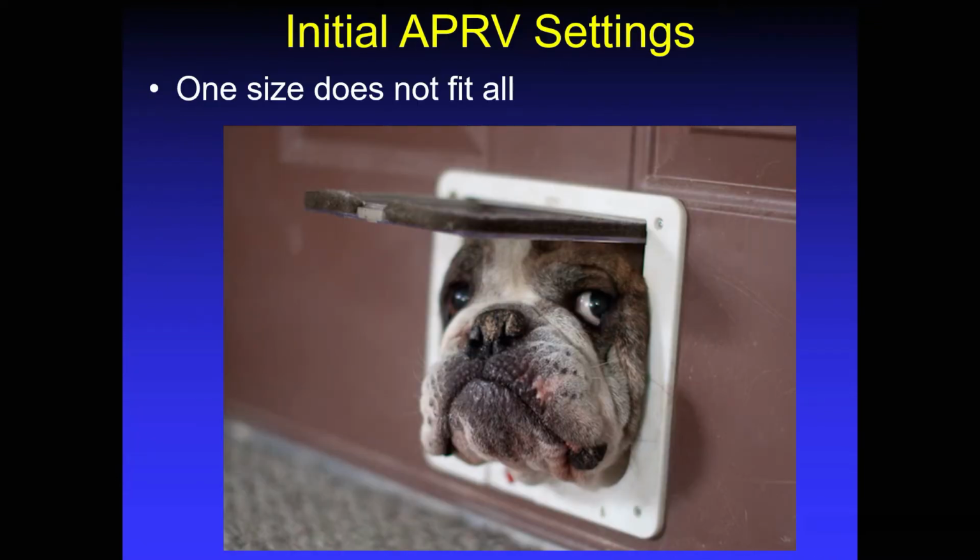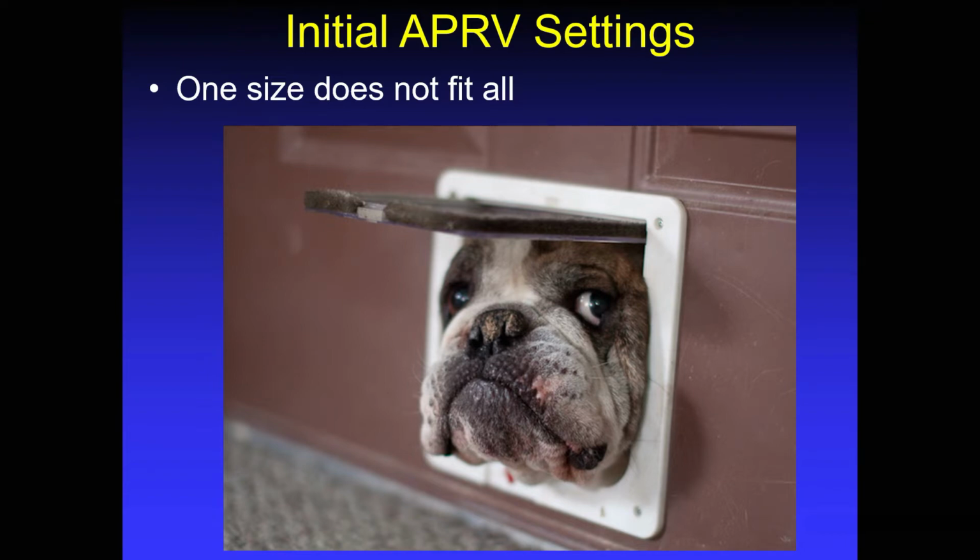Potentially the most important point to be made regarding initial APRV parameters is I believe that one size does not fit all. And we've got an English bulldog named Charlie, and you can see here this bulldog is not doing well trying to come through this small door. The same type of result will occur if you try to take certain settings of the parameters of TCAV or of APRV and use those universally. It does not work. One size does not fit all.